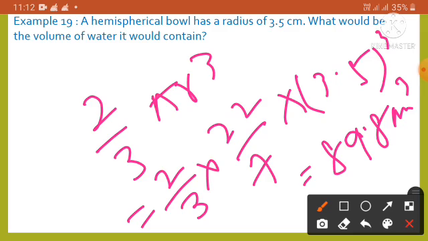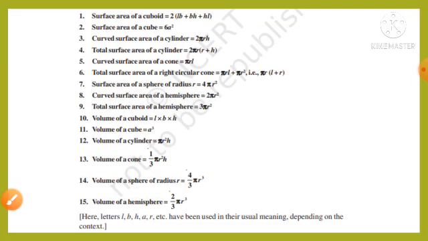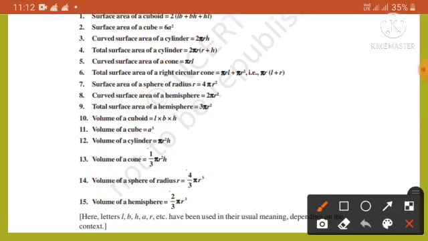Got it? Okay, so here is the summary. You can look at the summary and remember it all again.